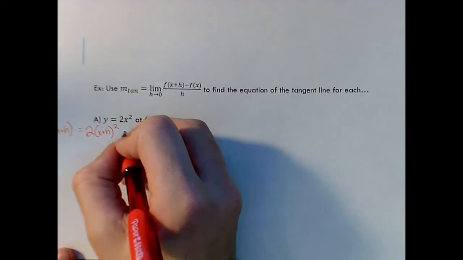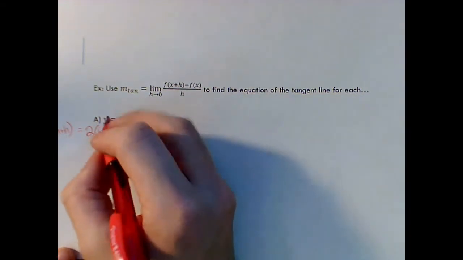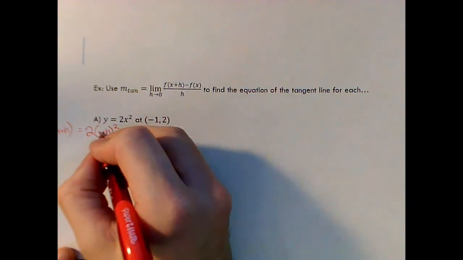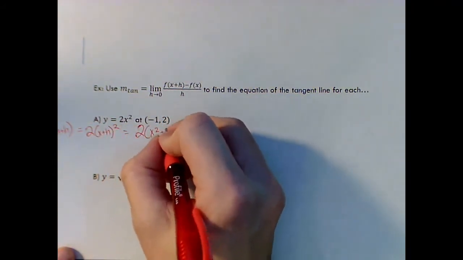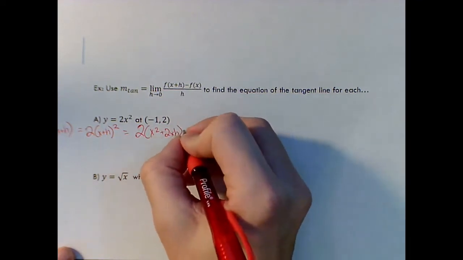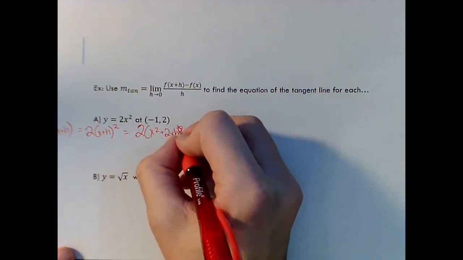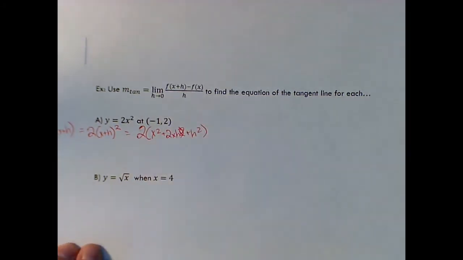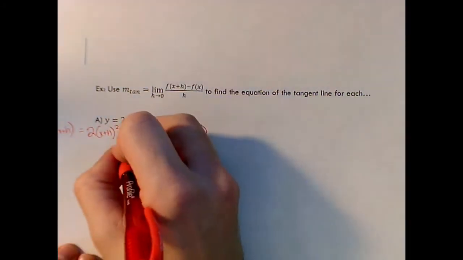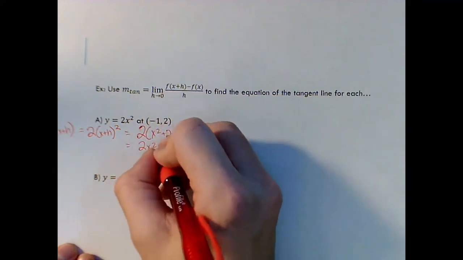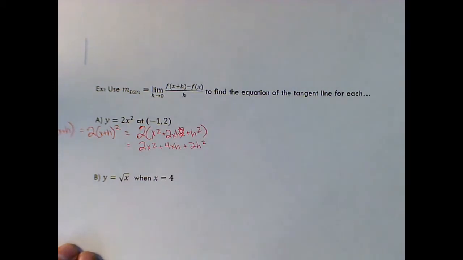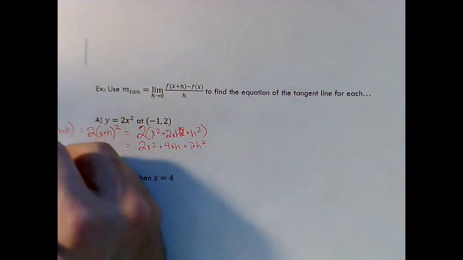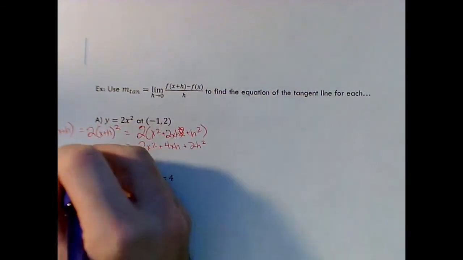Remember the very first problem that we did? We had a similar problem. x plus h squared is not x squared plus h squared. x plus h squared is x squared plus 2xh, no, plus h squared. And that just turns into 2x squared plus 4xh plus 2h squared. All right. And then f of x is just 2x squared.